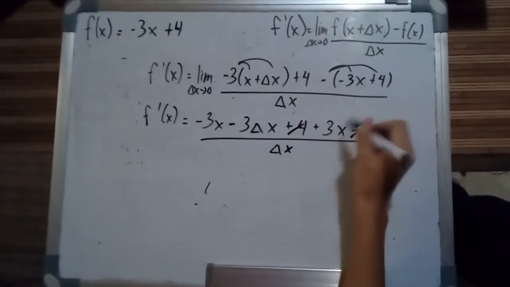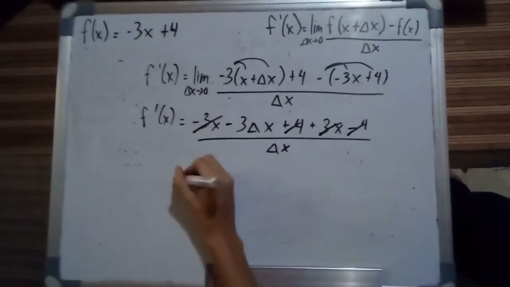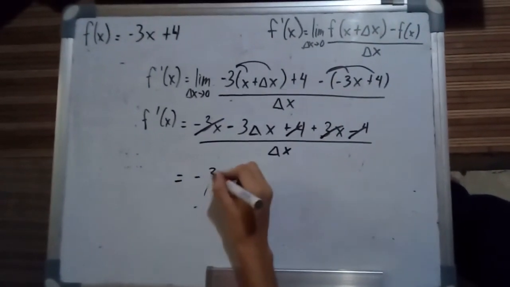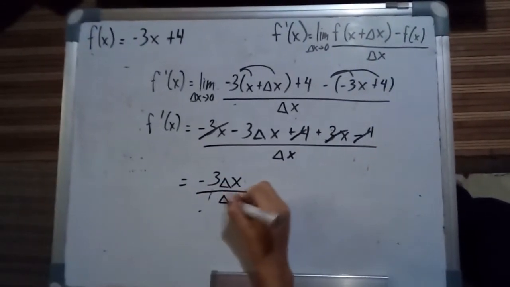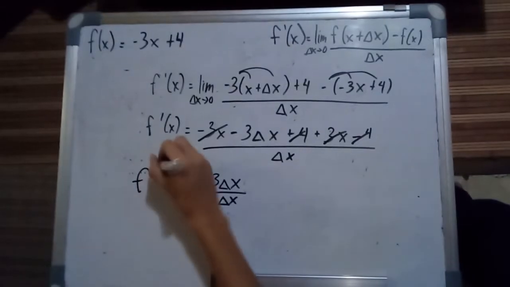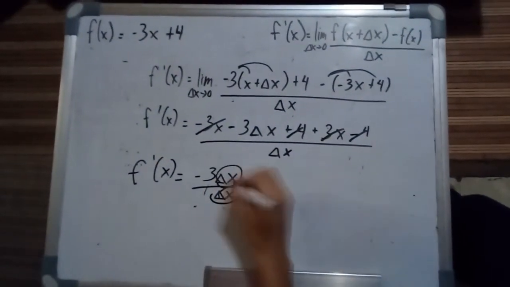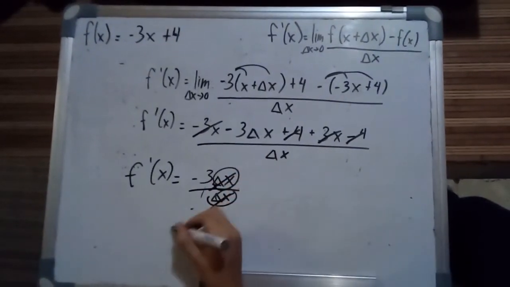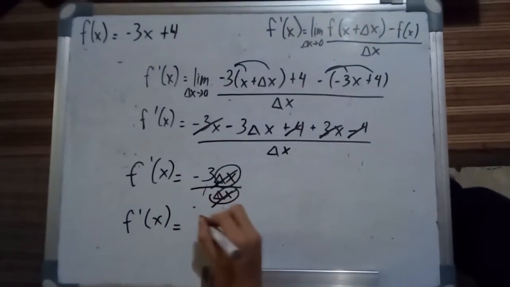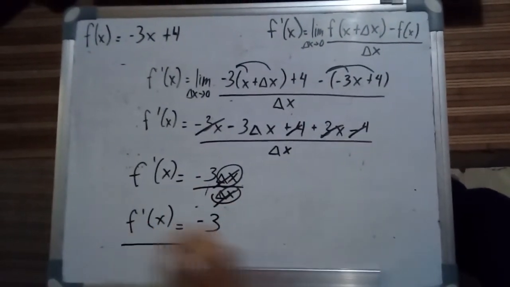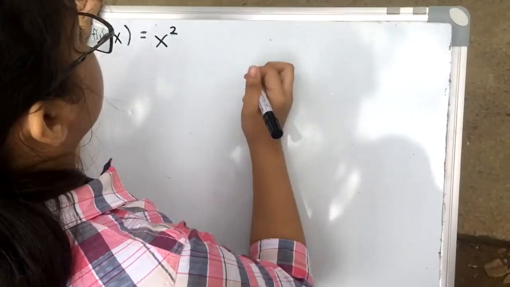Then we cancel out like terms, negative 4 and positive 4, 3x and negative 3x, and we are left with negative 3 delta x all over delta x, which when we divide becomes negative 3 times 1, which is equal to negative 3. And that is the derivative of the function.